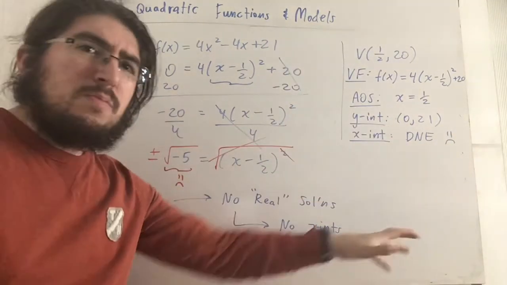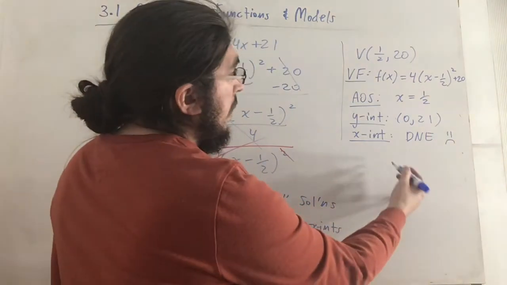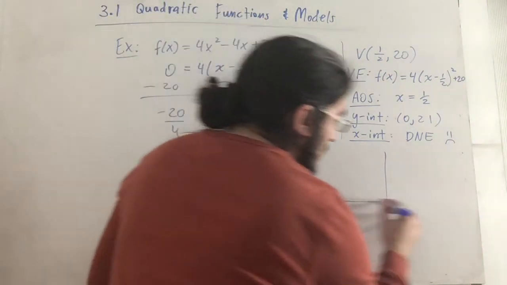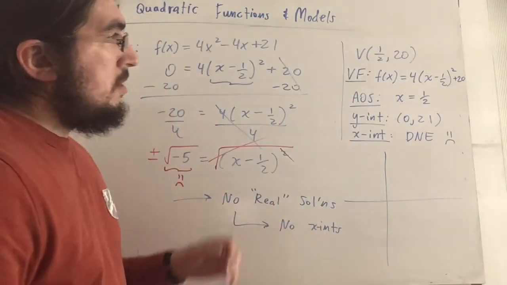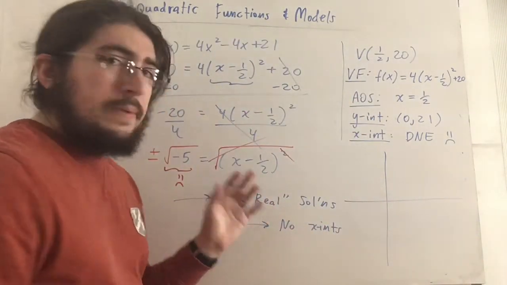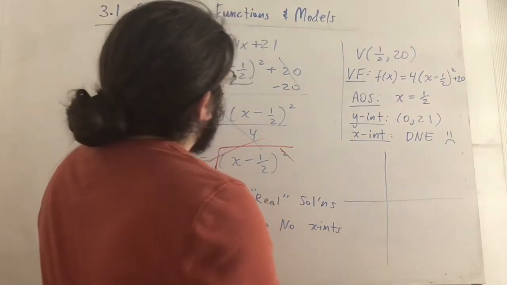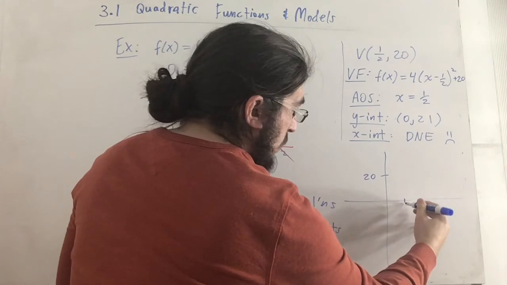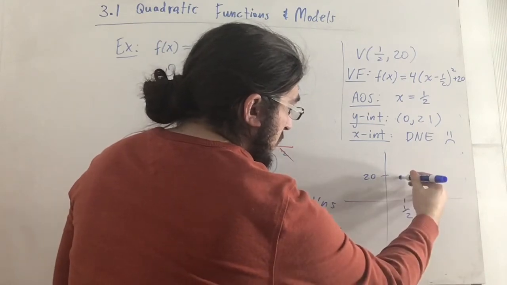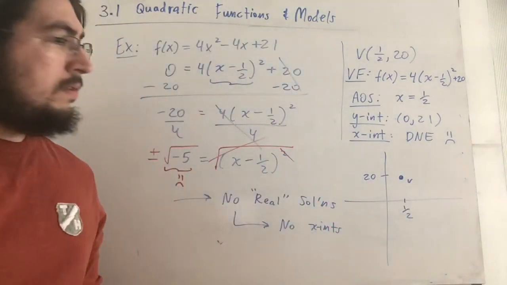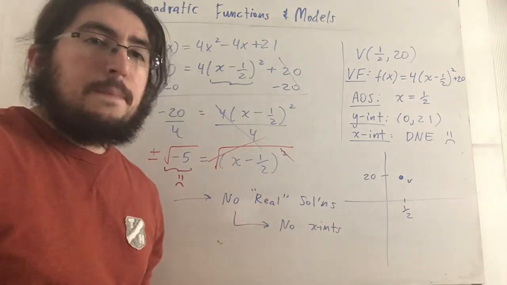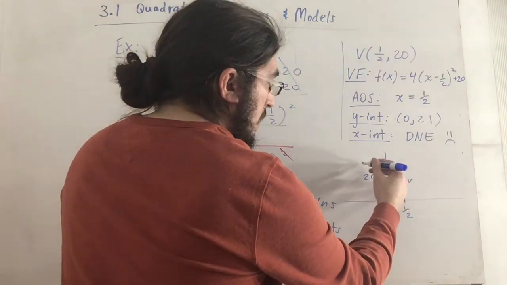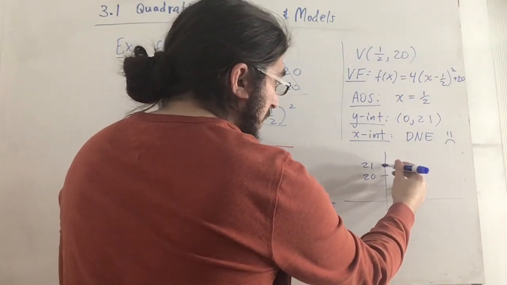And in the space we have, I believe we can do that. Let's just make it like this, let's say. Now, first off, the vertex is 1/2, 20. So let me just say this is not to scale. But we're going to have, let's say, 20 here. And let's say this is 1/2. Then this would be the vertex. The y-intercept is 21, which is a little bit above 20. Let's say it's there. Again, this is not to scale.